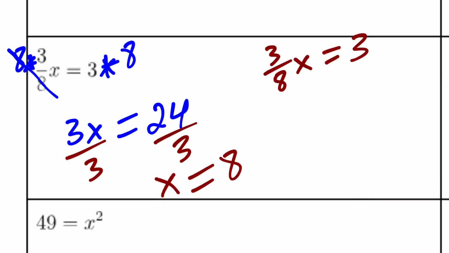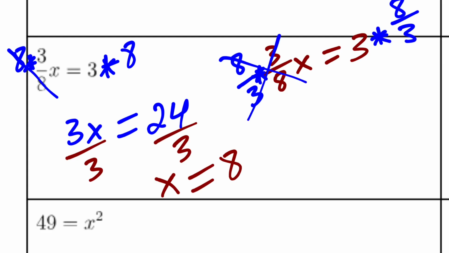The reason why this shows up in the one-step equations is because you can also multiply by the reciprocal of the fraction in front of the variable. So I look in front of the variable, there's 3/8, and I can multiply both sides by 8/3, which goes away. And this tells me that x is equal to 3 times 8 divided by 3, which is just 8. Whether you do it in 2 steps or jump straight to the reciprocal, they both give you the same answer.